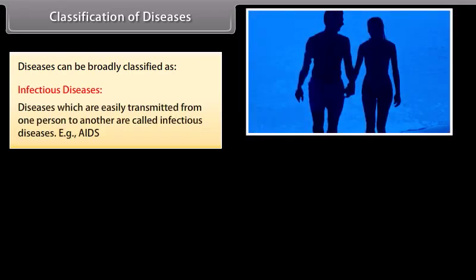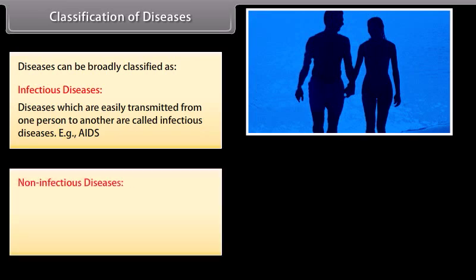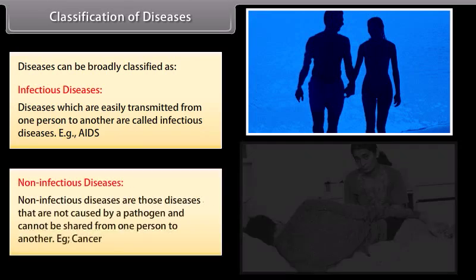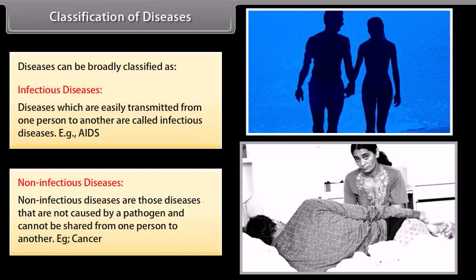Classification of diseases. Diseases can be broadly classified as infectious diseases. Diseases which are easily transmitted from one person to another are called infectious diseases. Example, AIDS. Non-infectious diseases. Non-infectious diseases are those diseases that are not caused by pathogens and cannot be shared from one person to another. Example, cancer.